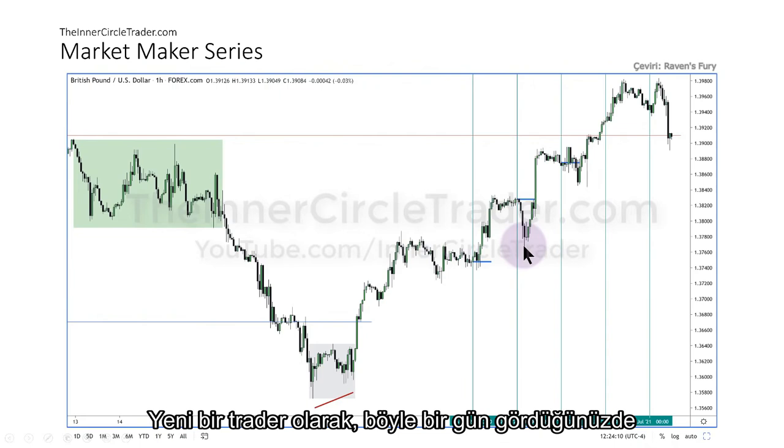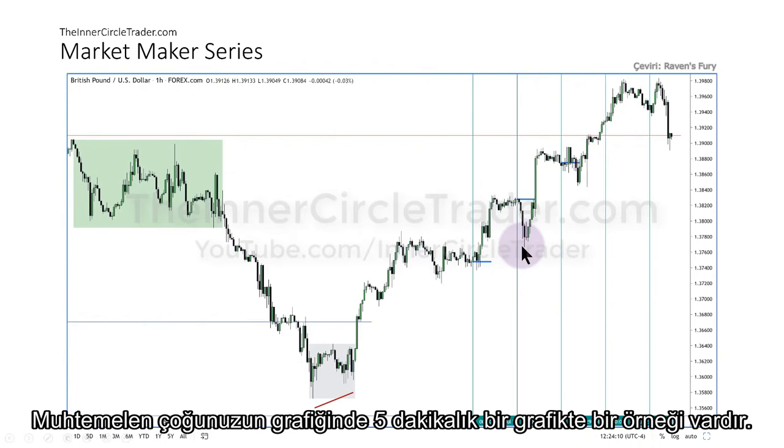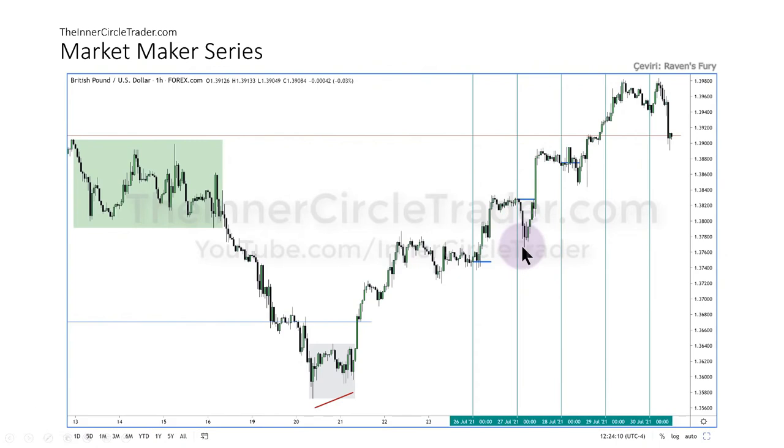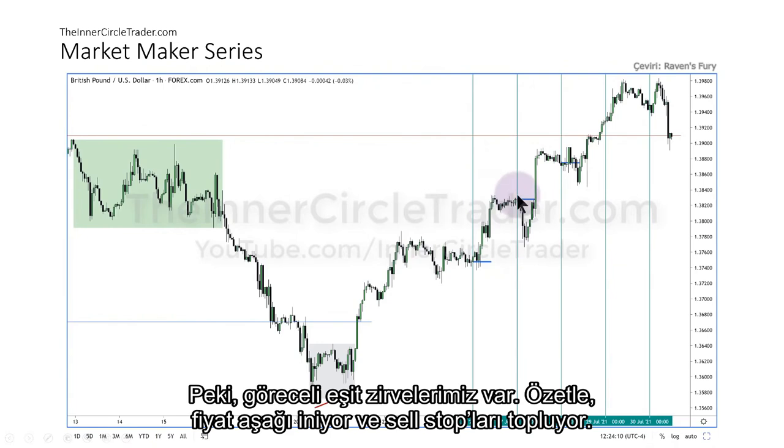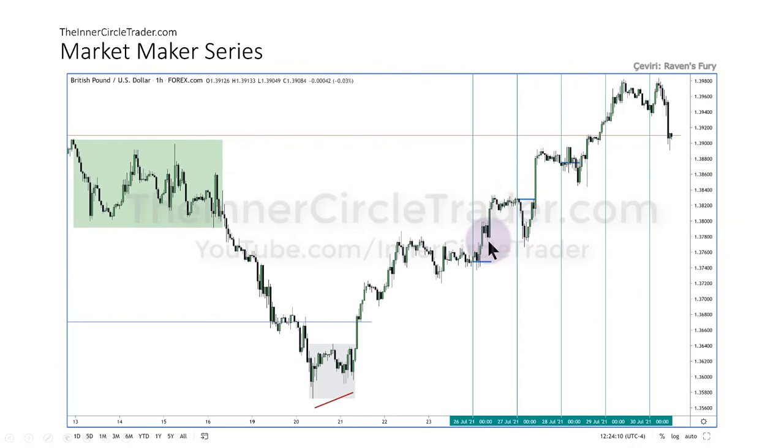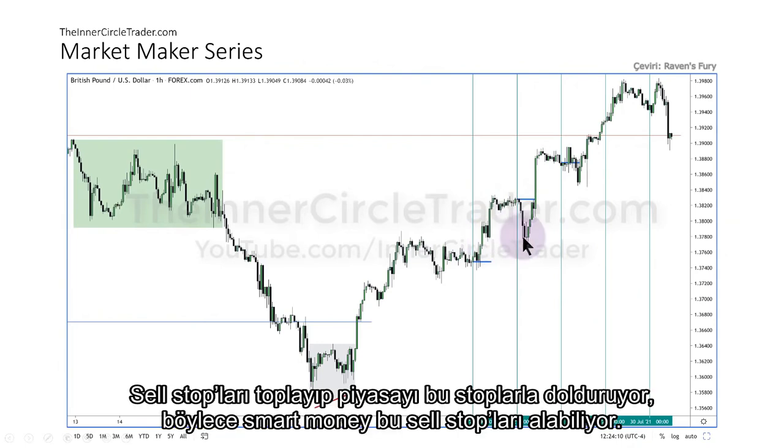As a new student or a new trader, when you see a day like this, and most of you probably have 1 and 5 minute charts up on your chart, you see this decline like that, it's heart stopping, especially if you don't have any experience. You're thinking, man, there's no way I could be a buyer of that. Well, we have relative equal highs. The bottom line is it's going down to pick up the sell stops. Flood the market with sell stops, allowing smart money to buy those sell stops. And then it takes off and goes higher.